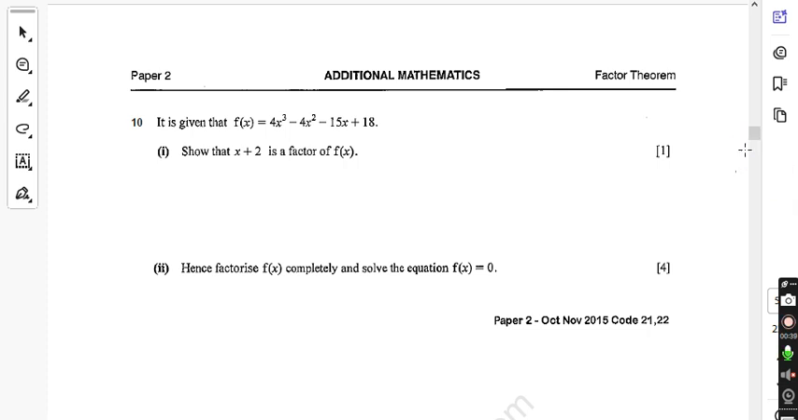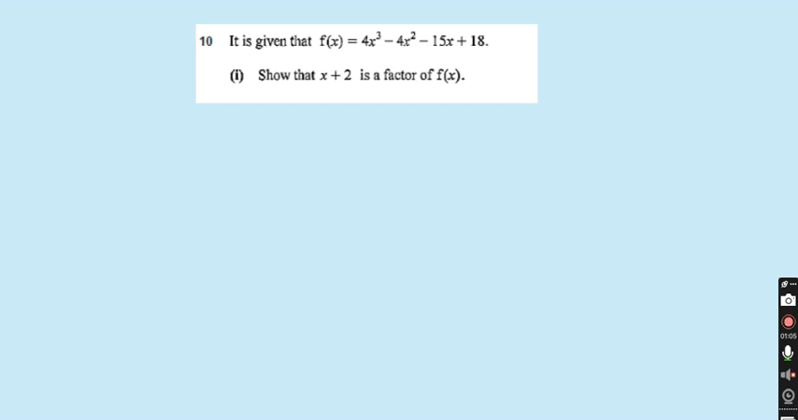It is given that f(x) is equal to 4x cubed minus 4x squared minus 15x plus 18. Part 1: show that x plus 2 is a factor of f(x). Part 2: hence factorize f(x) completely and solve the equation f(x) equals 0. This question came in October-November 2015, paper 2-1 and paper 2-2. So let's solve part 1.